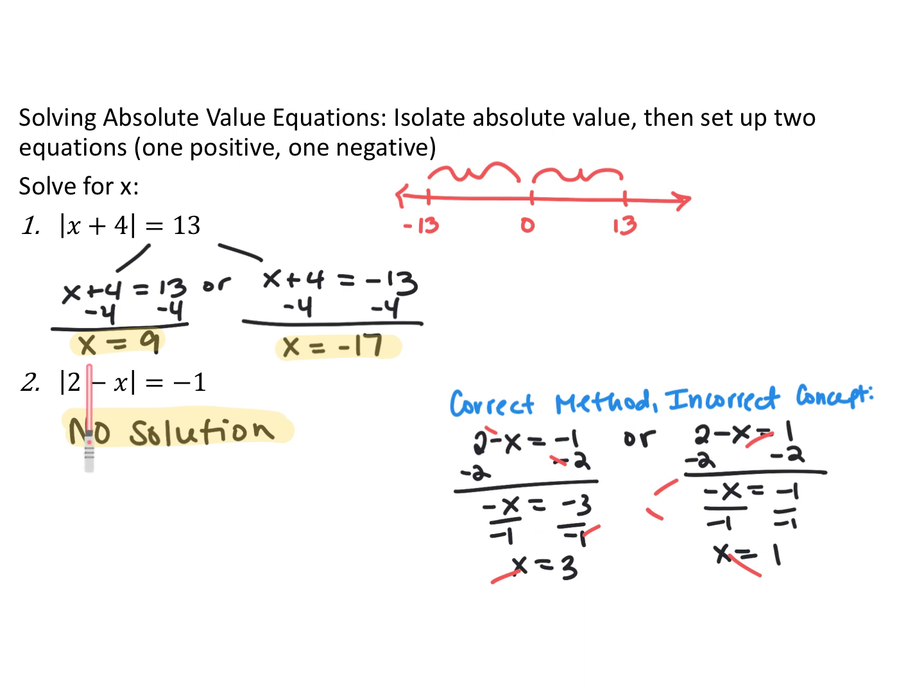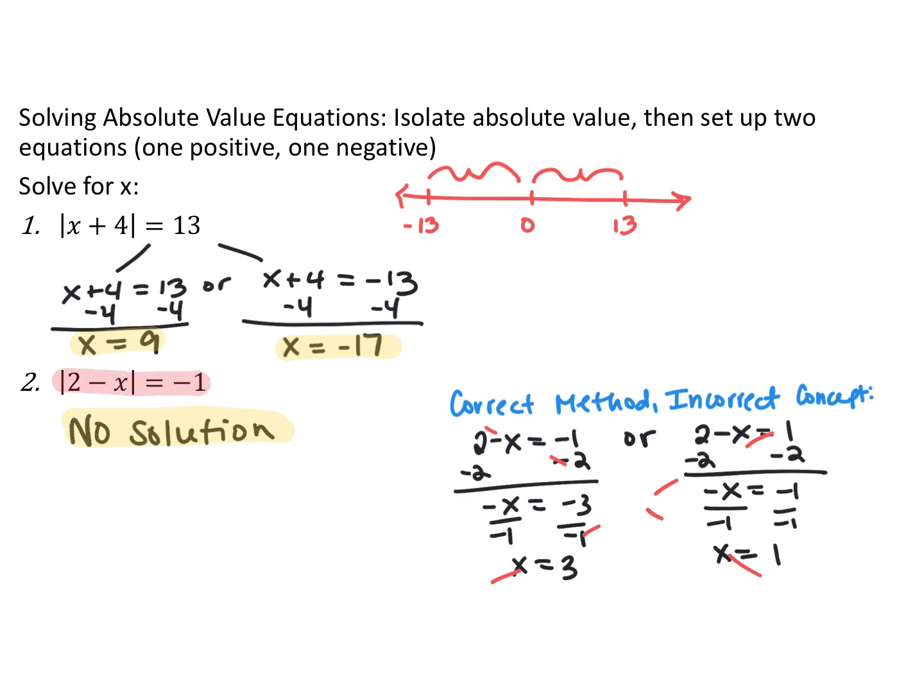If I plug in 3, I get 2 minus 3, which is negative 1. If I take the absolute value of negative 1, it's not negative 1. If I plug in 1, 2 minus 1 is 1. If I take the absolute value of 1, it's not negative 1. So what's the issue? The issue is the original equation.